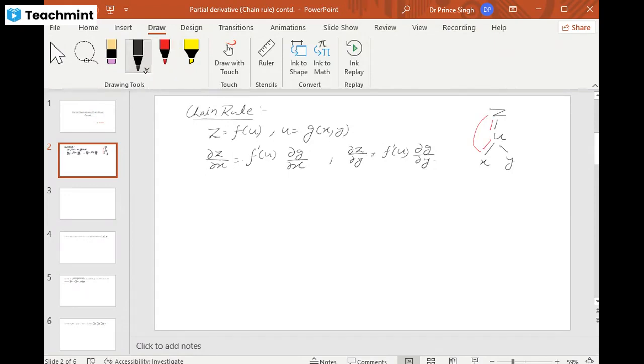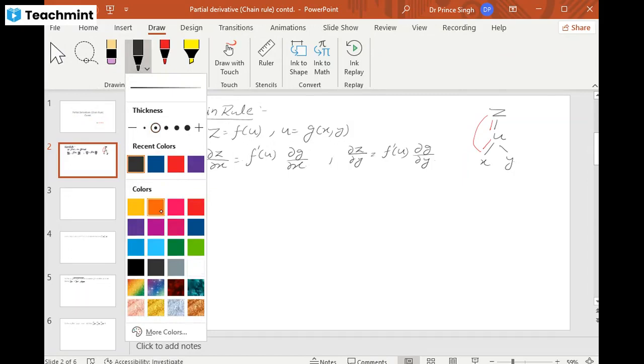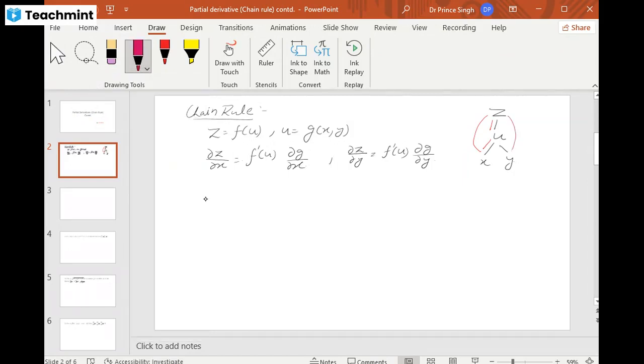And if we want to differentiate z with respect to y, then we need to follow the chain. Firstly, we differentiate z with respect to u, and then we differentiate u with respect to y. Basically, it is the concept of the derivative of a composition of functions, because in this case I can write z as a function of u, and u is nothing but a function of x and y, right?